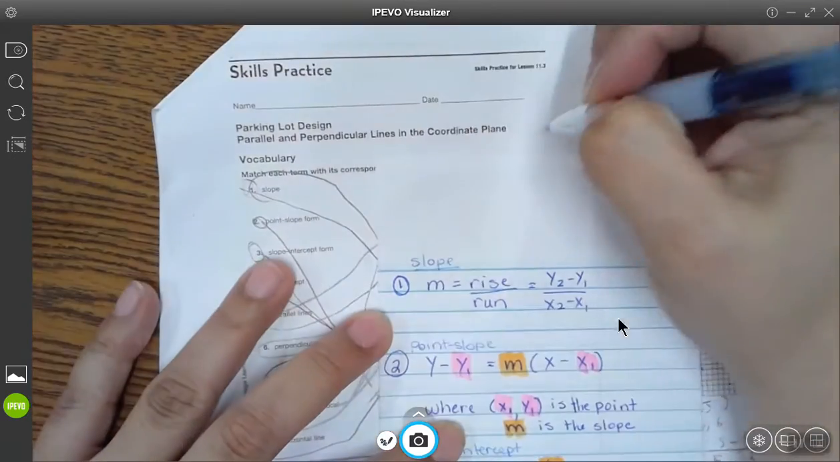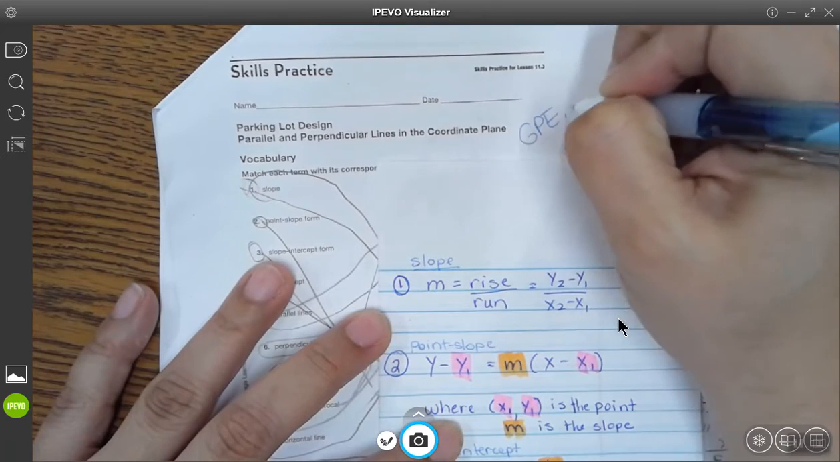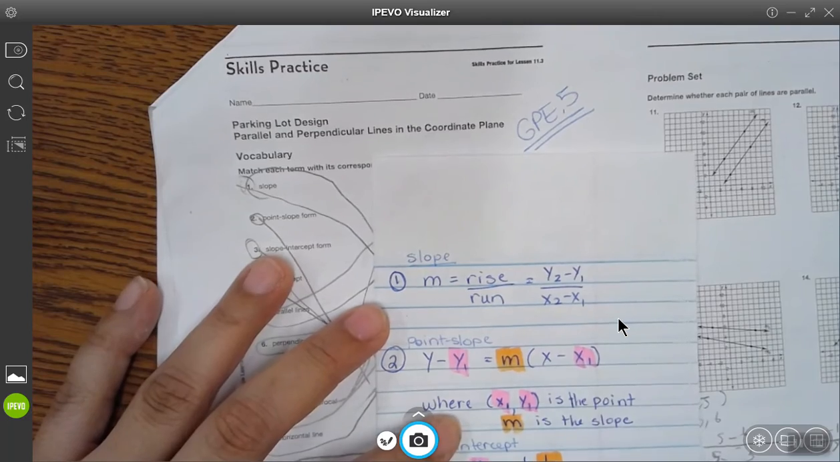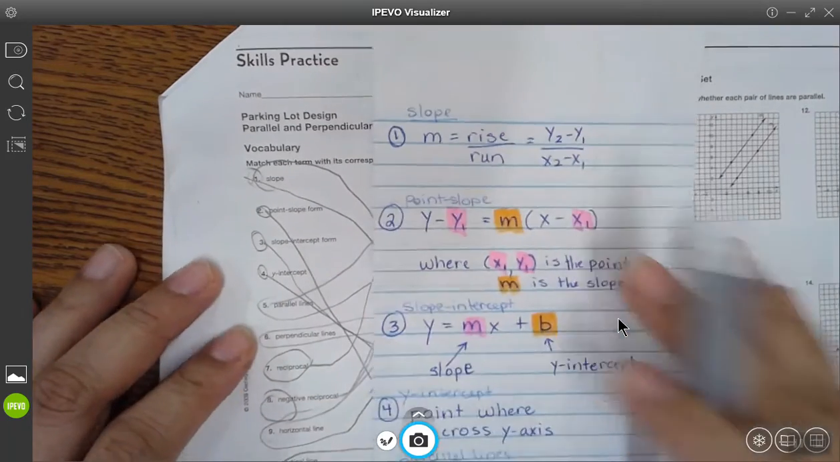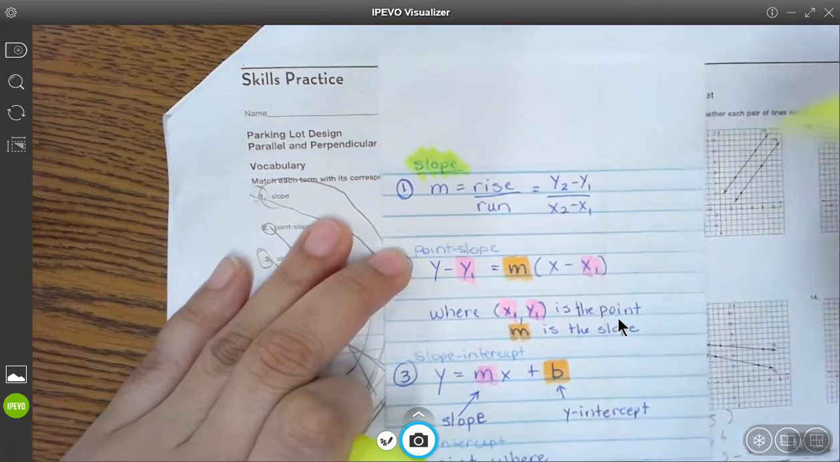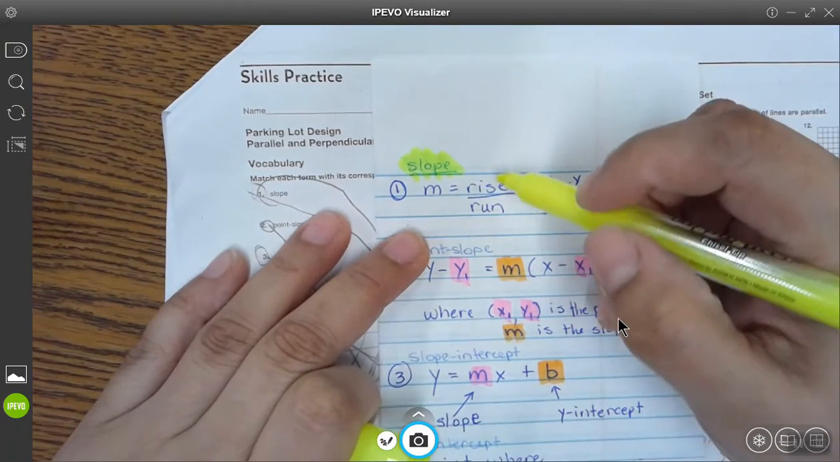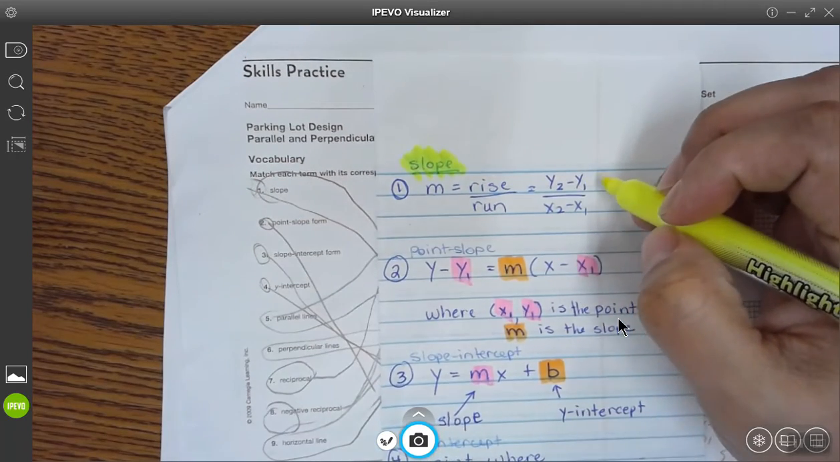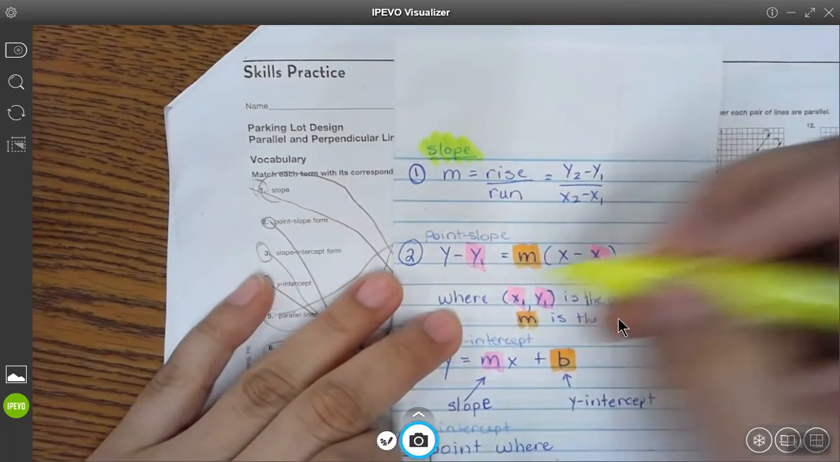We started standard GPE.5, which is parallel and perpendicular, by going over some vocabulary. So the first thing we covered was slope. Slope is the rise over the run, and when you have two points, it's y2 minus y1 over x2 minus x1.